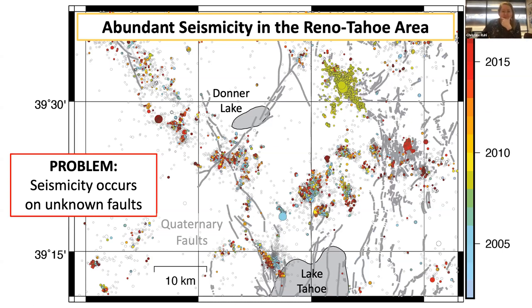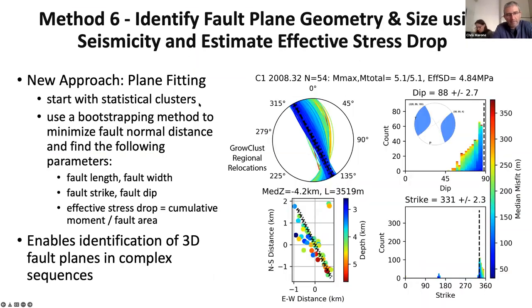Yeah, go ahead, Chris. Just got a quick question. You said in the last slide you're going to minimize fault normal distance, based on the assumption that the fault should be kind of thin, because then you say you're going to solve for fault width. How do you decide what the width should be?